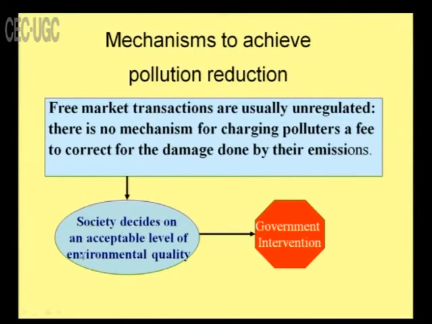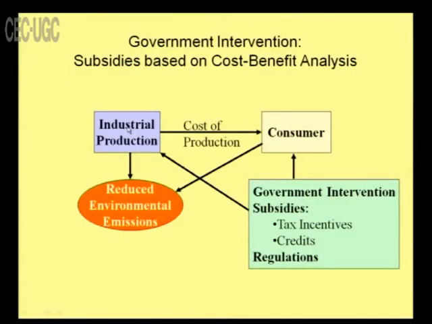the society decides on an acceptable level of environmental quality and the government has to intervene. The free market economy will not work out as far as the pollution is concerned, and therefore, the government has to intervene. And the government intervention, the same diagram: the industrial production and the reduced environmental emission, and the cost of production is falling on the consumer, and the consumer is paying the affected people by the tax incentive. Suppose in case they are reducing the pollution, then we may give the tax incentive or the credit also. So, somehow we can give some relaxation.